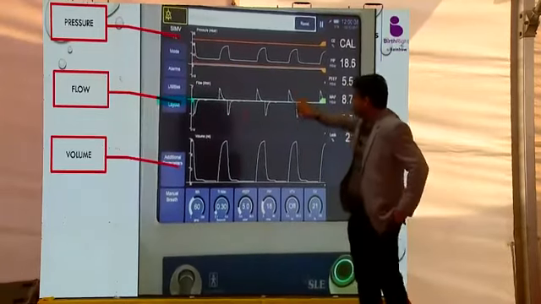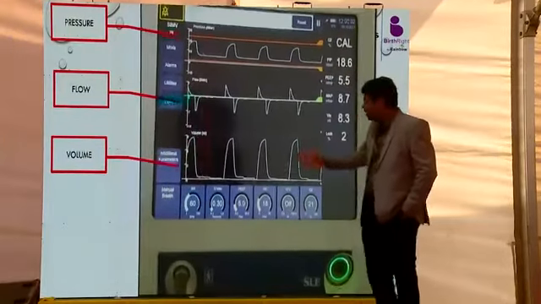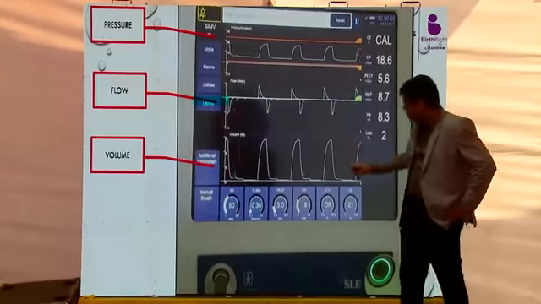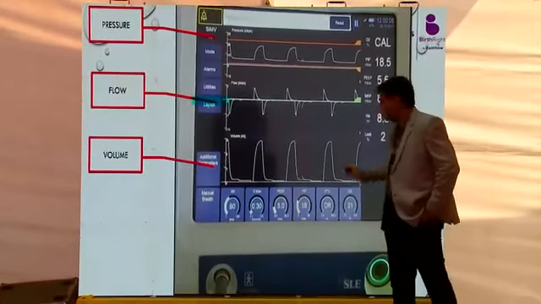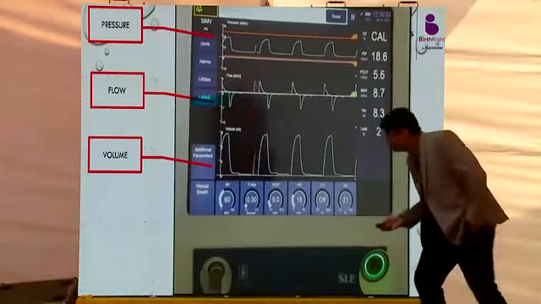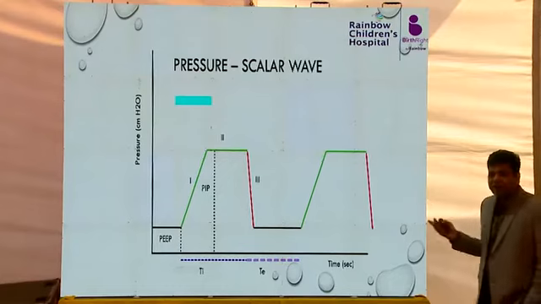So, that is the inspiratory flow and that is the expiratory flow, okay. And the lowermost is the volume one. So, volume, this is the inspiration and this is... okay. Let us go one by one.